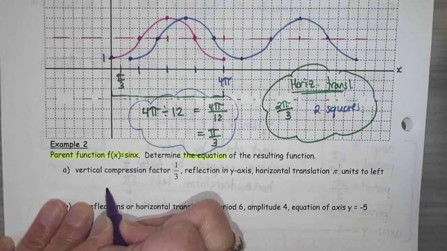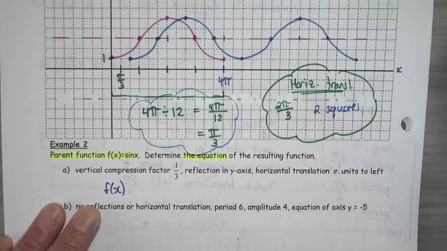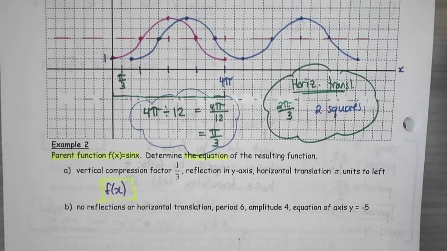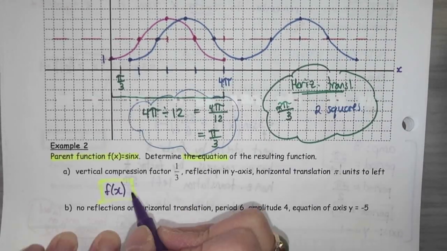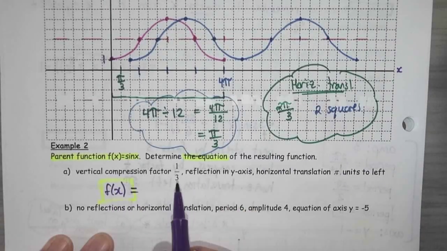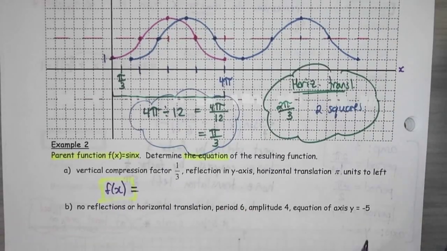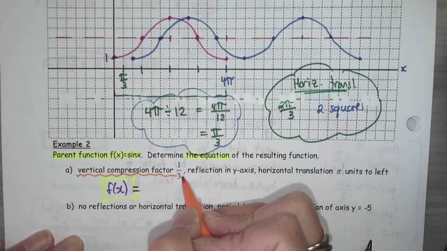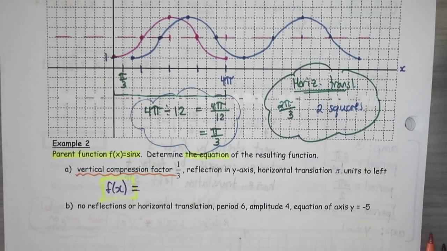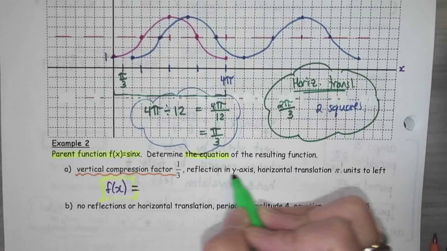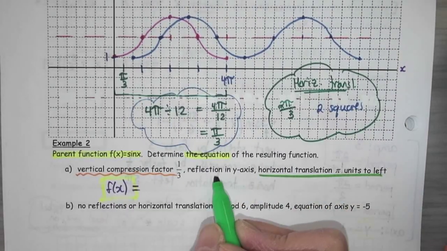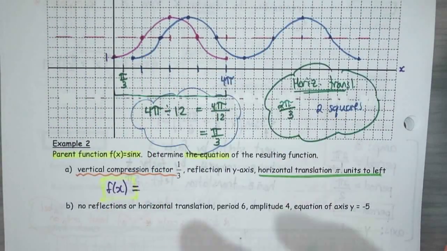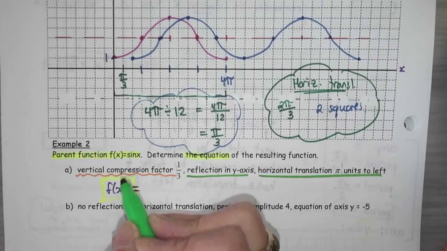For this first one, make sure it's an equation, so f of x or y equals. Always for the equation part, you have to have f of x or y equals. Don't lose those little half marks. The compression factor is 1/3. This is vertical. Reflection in the y-axis is horizontal, since it's across the y-axis. So those go horizontal, and this one's vertical.